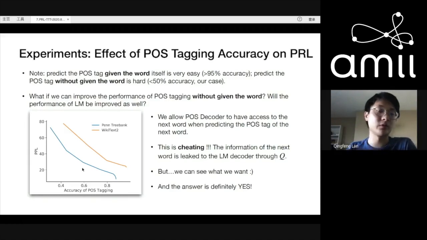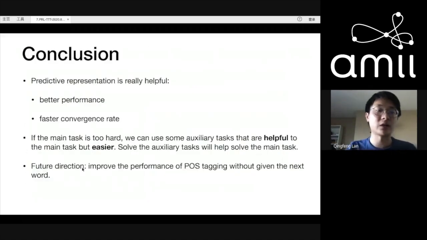So we can improve the performance of language modeling by improving the performance of POS tagging in this case. Finally, I'd like to draw some conclusions. I want to say that predictive representation is really helpful. It leads to better performance. It leads to fast convergence rate.